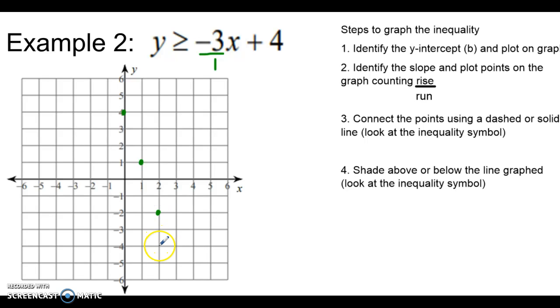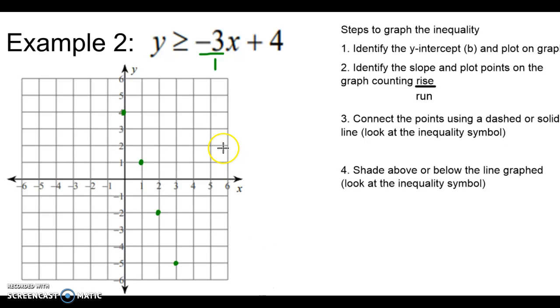Down 1, 2, 3, and to the right 1. I'm going to go back to my y-intercept and just double check that I don't have room to go up on my graph. So 1, 2, oh, nope, I don't have any room to go up on my graph. So now I'm ready to go ahead and connect my points.